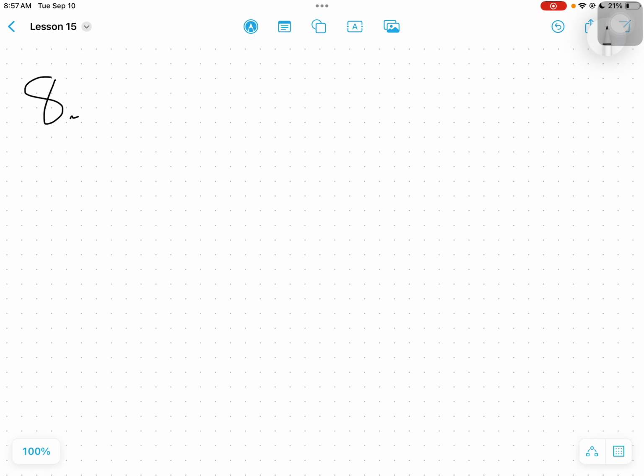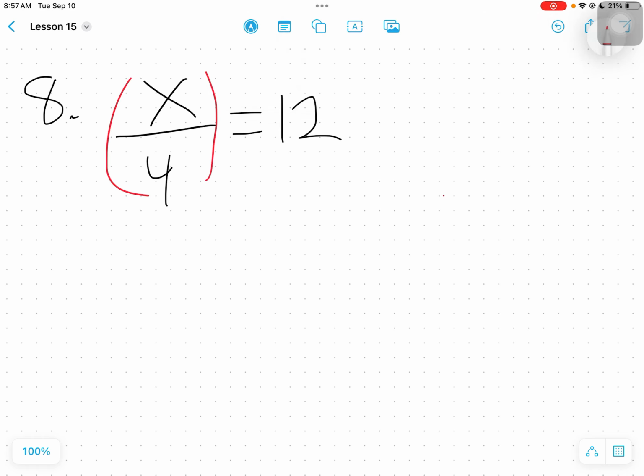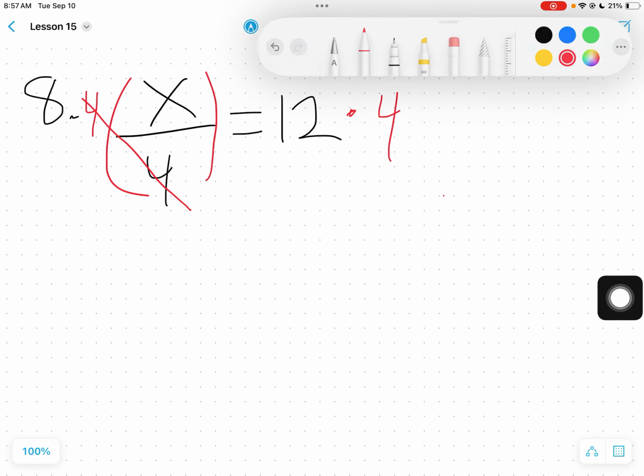Number 8. Solve by inspection. We see that we are dividing by 4. So we want to use the inverse operation. The opposite of division is multiplication. We're going to multiply by the 4 because that's going to be what cancels it out here. So we can simplify.